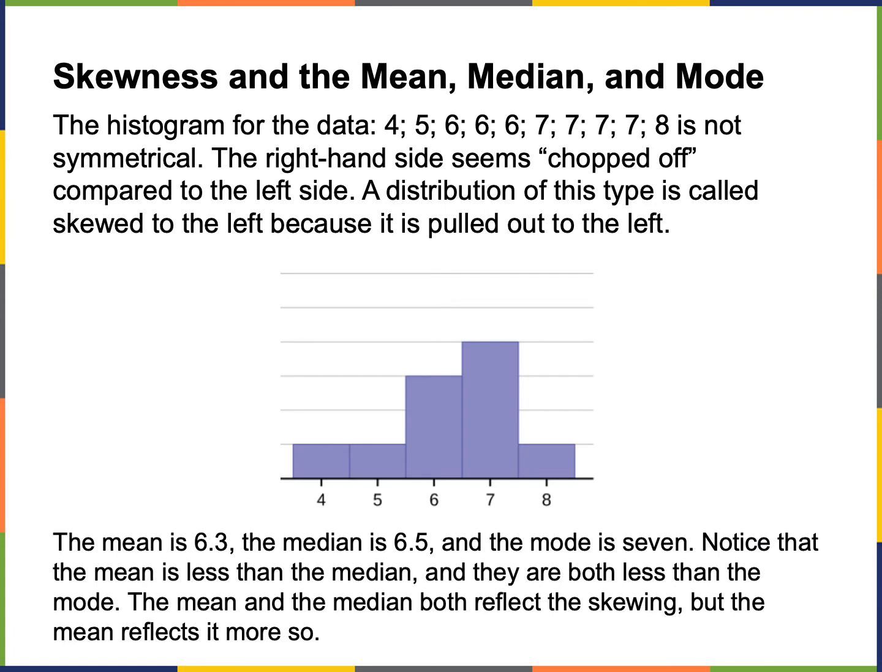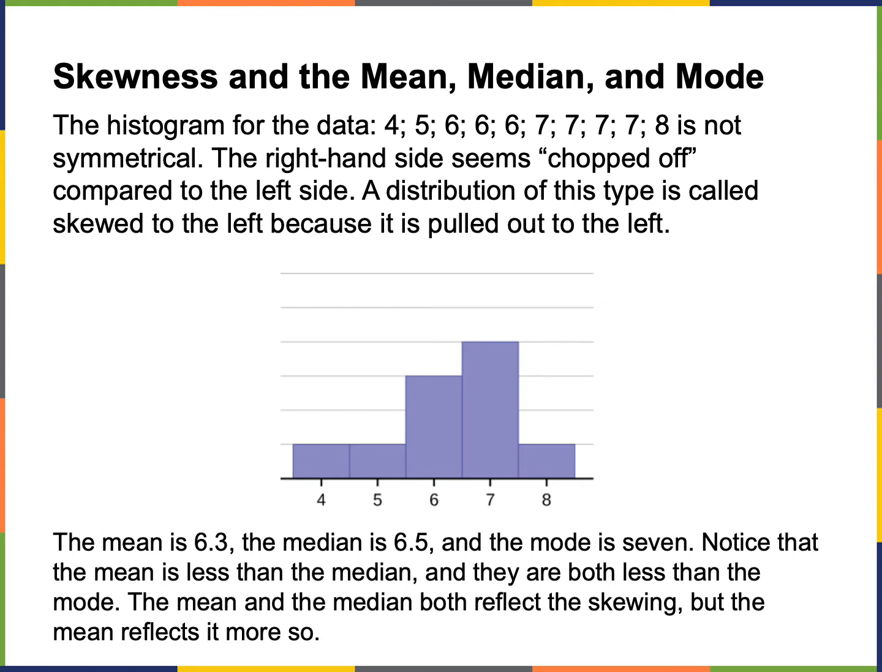All right, let's consider another histogram. Let's say this data right here, where your mode is 7, and you have 4 5s, 3 6s, 4 7s, and an 8. It looks as if the right hand is kind of chopped off. It's not symmetrical, right? And it has a kind of tail to the left. So we would call this distribution skewed to the left. We would categorize this as skewed to the left because it has that little tail.